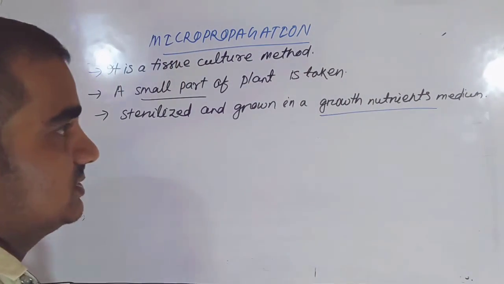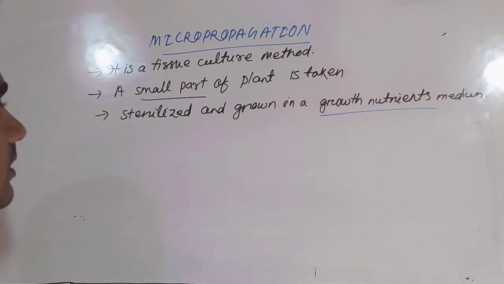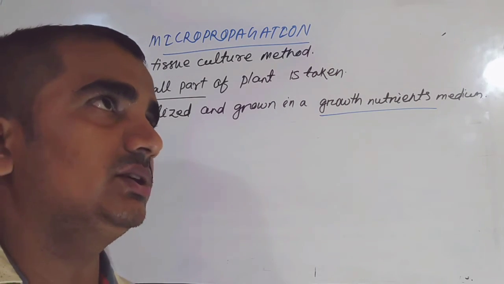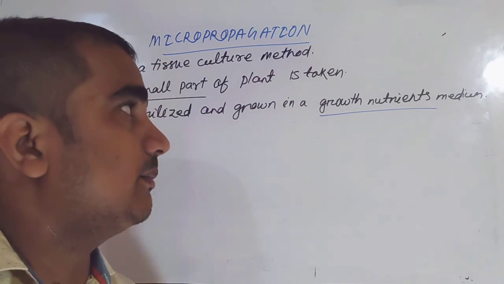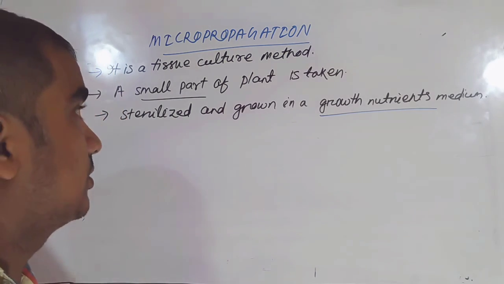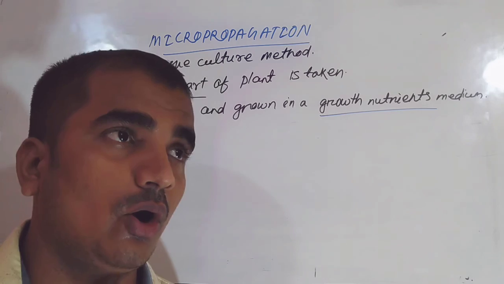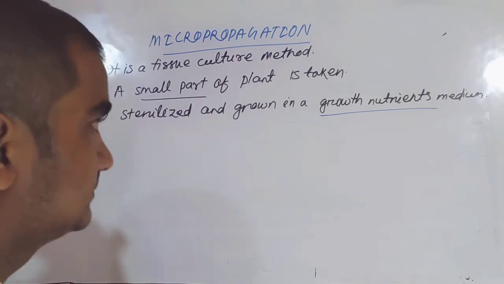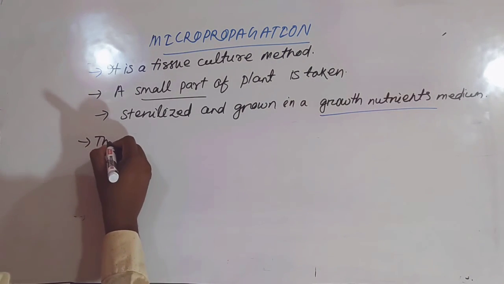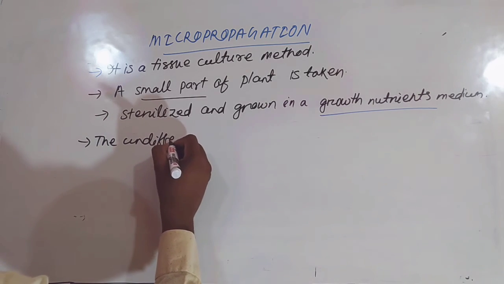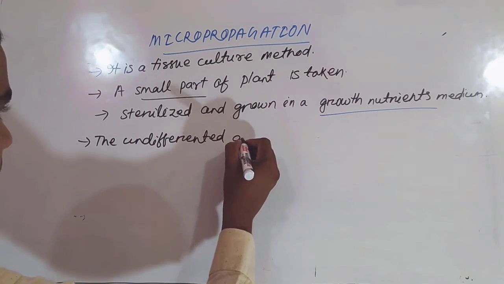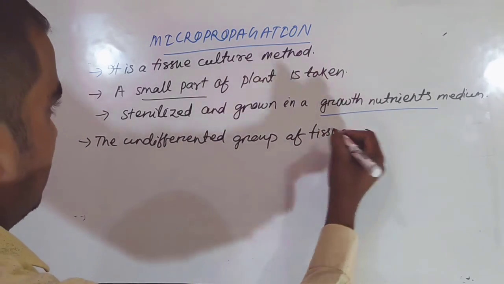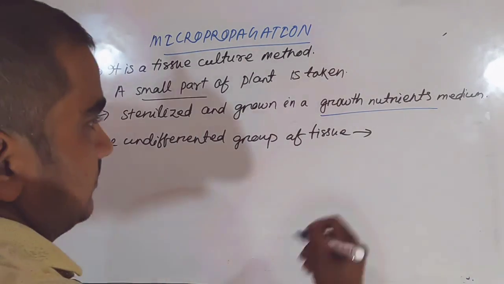Actually, this growth nutrient medium contains the nutrients which are necessary for the plant part, and also contains some growth hormones such as auxin, 2,4-D and gibberellin. By utilizing these nutrients and hormones, the plant part replicates to form an undifferentiated group of tissue known as callus. Important thing: the group of tissue formed from the small part is known as callus.